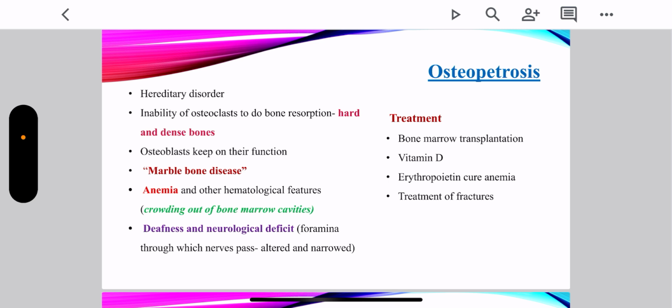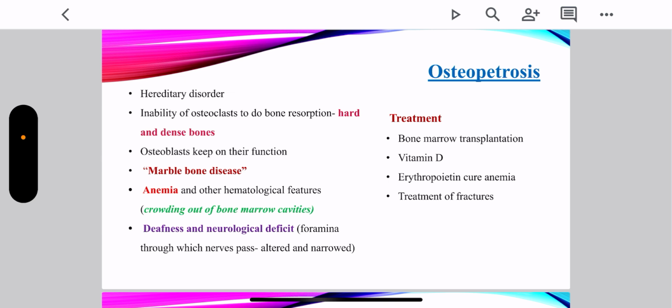Next finding is anemia and other hematological features because of crowding of the bone marrow cavities. Deafness and neurological deficits can also occur because the foramina through which these nerves pass get altered and narrowed, because clastic function will not happen. Blastic function will keep on adding to the complications. Now regarding treatment, we can suggest bone marrow transplantation, giving vitamin D, erythropoietin to cure the anemia, and treatment of fracture. So we will undertake some symptomatic treatment.